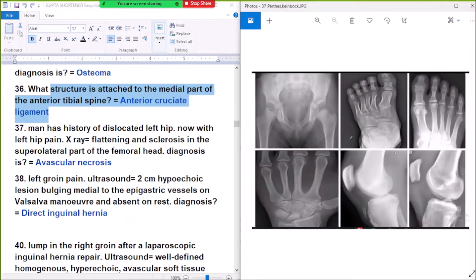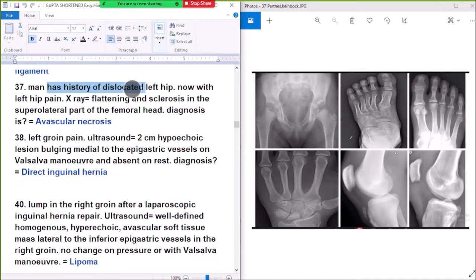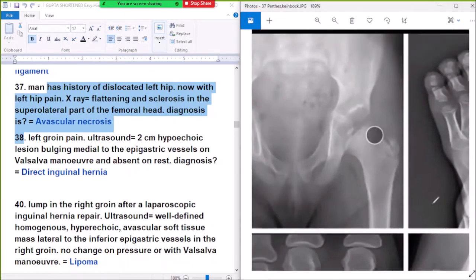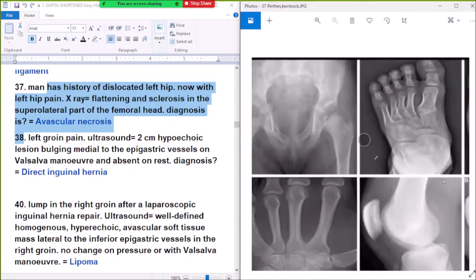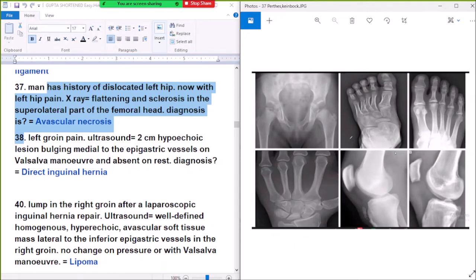Question 37. A man has a history of dislocated left hip, now with left hip pain. X-ray shows flattening and sclerosis in the superior lateral part of the femoral head, diagnosed avascular necrosis. A single joint involved, avascular necrosis of the hip joint. Both hip joints involved, Perthes disease.